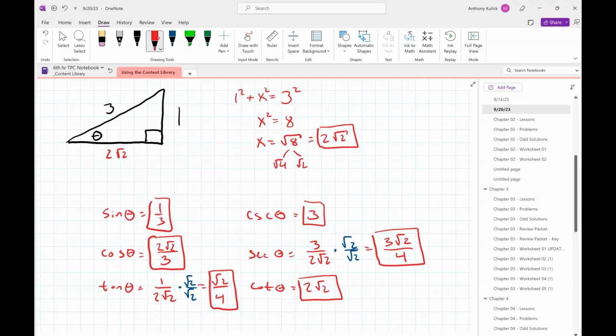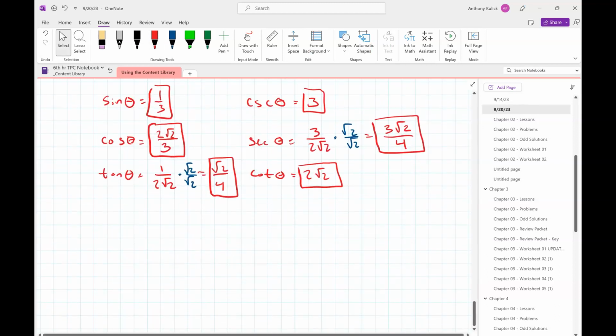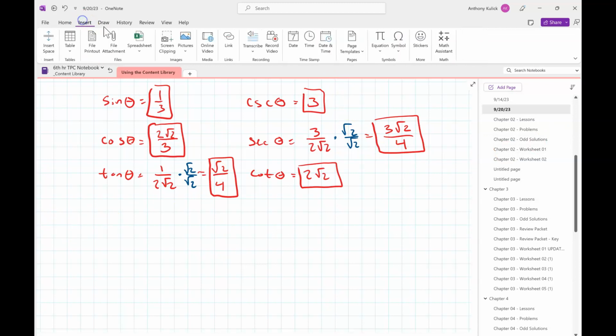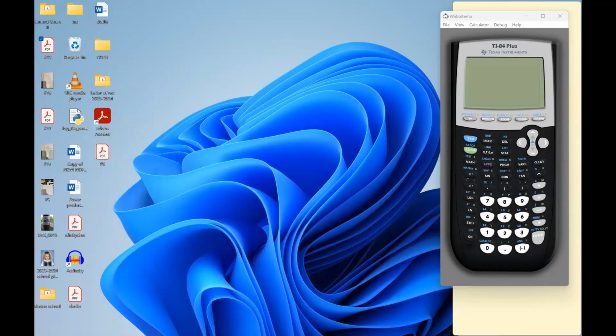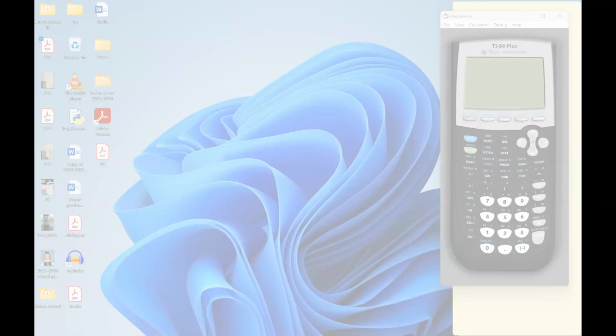What do you guys think? No big deal, right? Same stuff that we've been doing. We just have these 3 other trig ratios to deal with, but they're not a big deal because they're just the reciprocal of the ones we've already been using. So that's not a problem.